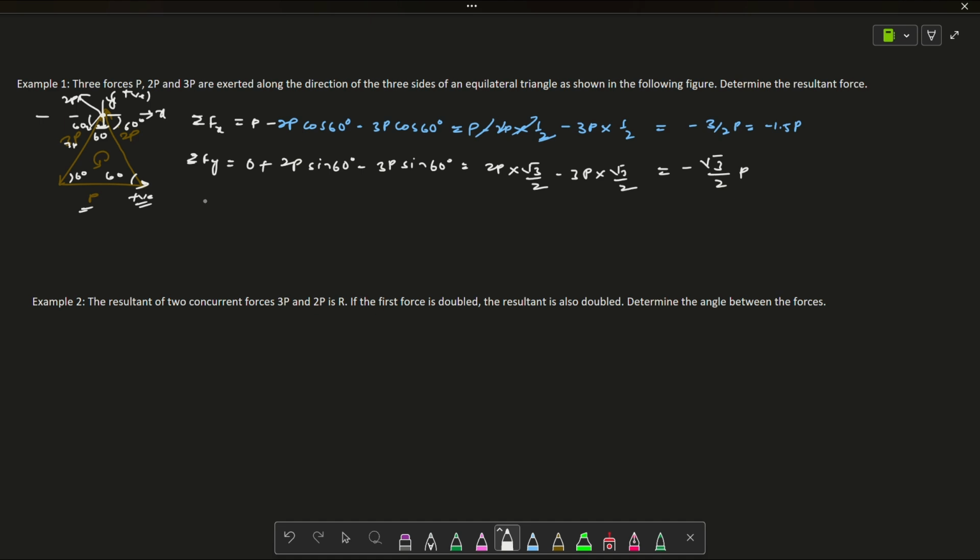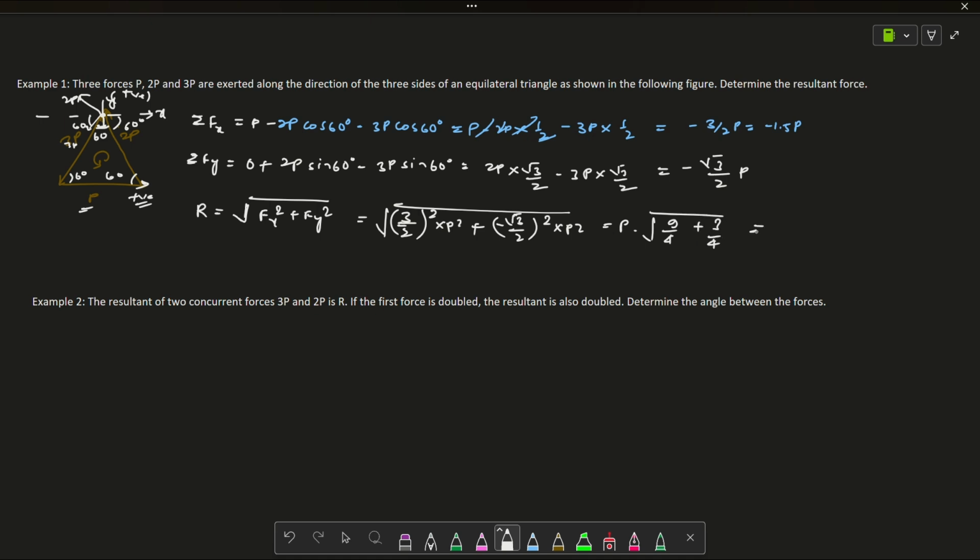So the net force, the resultant force, would be from Fx and Fy. This is a pretty simple question. It is the square root of (3 by 2)² P² plus (minus root 3 by 2)² P². We will take P outside, and we get 9 by 4 and 3 by 4. So how much will it be?